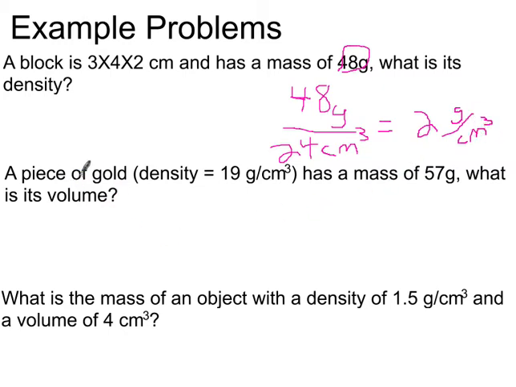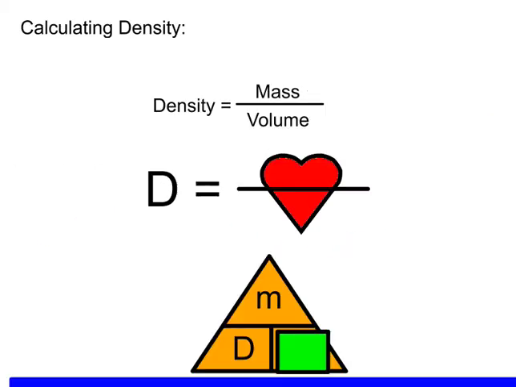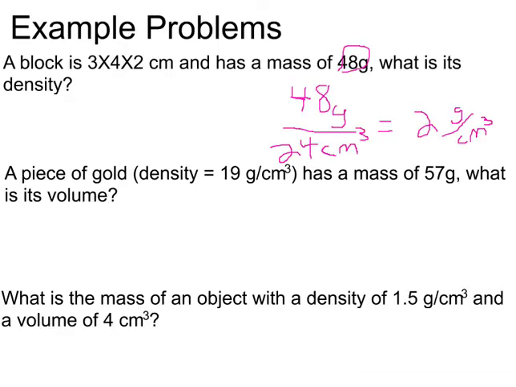If I look at the next one, a piece of gold has a density of 19 grams per centimeter cubed and has a mass of 57 grams. What is its volume? Again, you can go back to the triangle and say, all right, triangle, I'm bad at algebra, I'm looking for volume. It says just take mass divided by density. So I've got a mass of 57 and a density of 19 grams per centimeter cubed. I take 57 divided by 19, and that will give me 3, and the units would be centimeters cubed because grams cancel out grams.